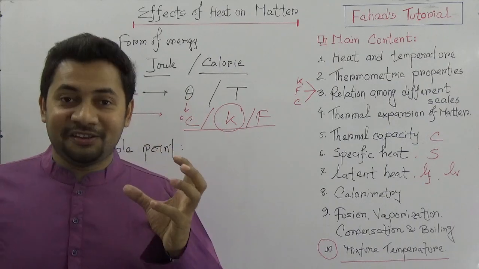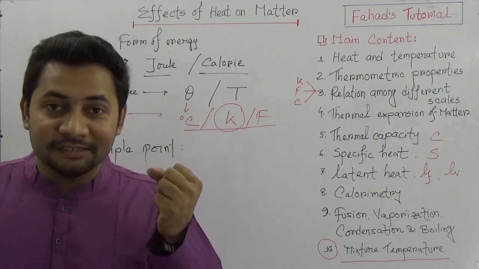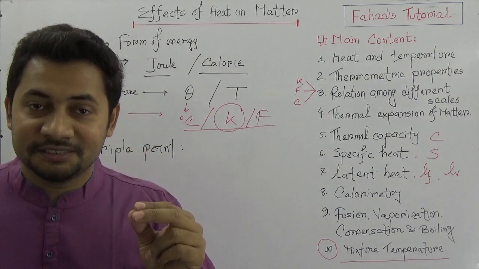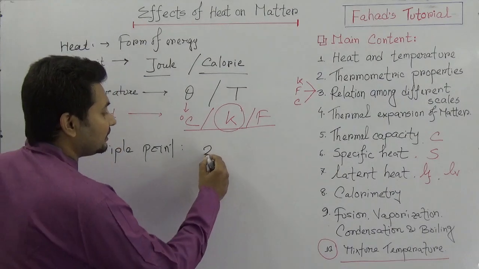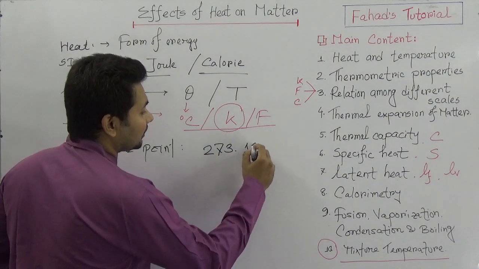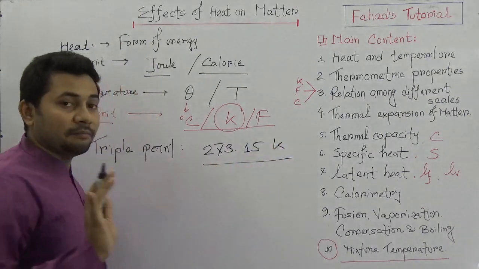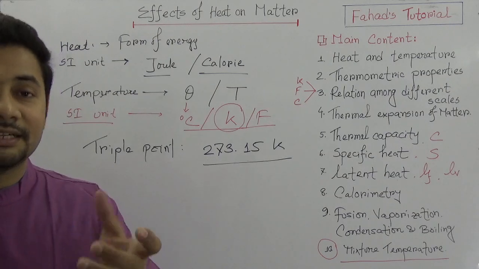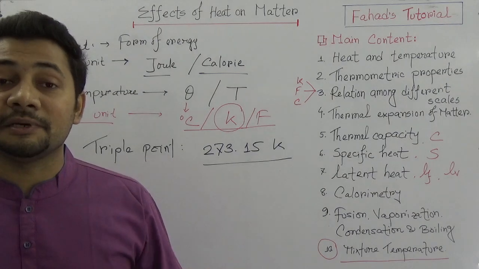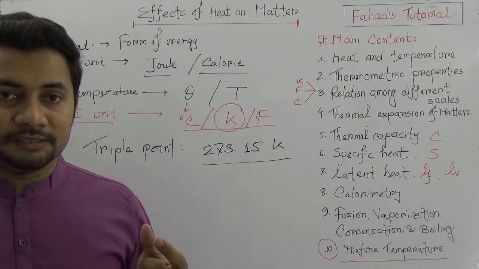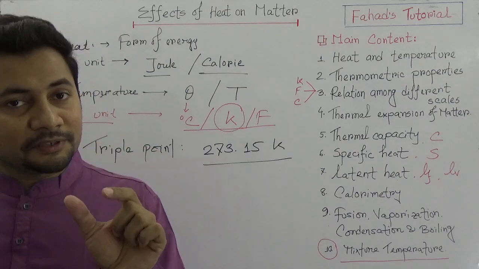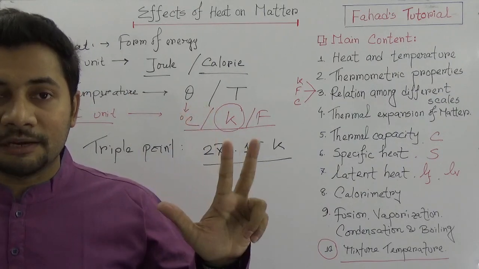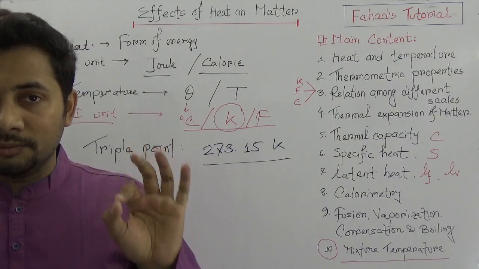The temperature at which water can remain in three states is called the triple point, which is 273.15 Kelvin. Must remember. What is the triple point? This should be a question; it's a very common question on your exam paper. What is the triple point? You must say: the temperature where water remains in its three states, ice, water and vapor. This is called the triple point.